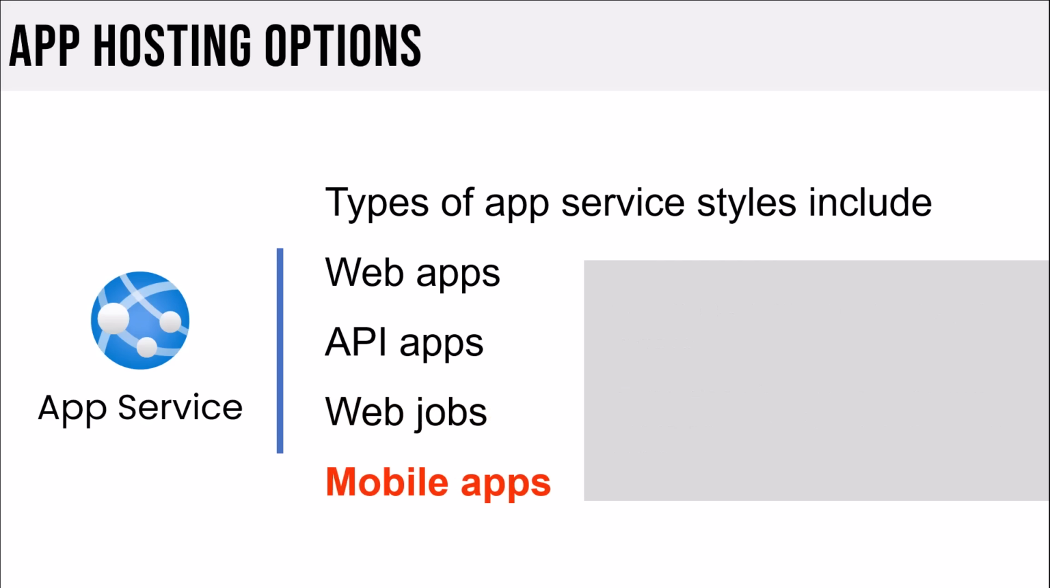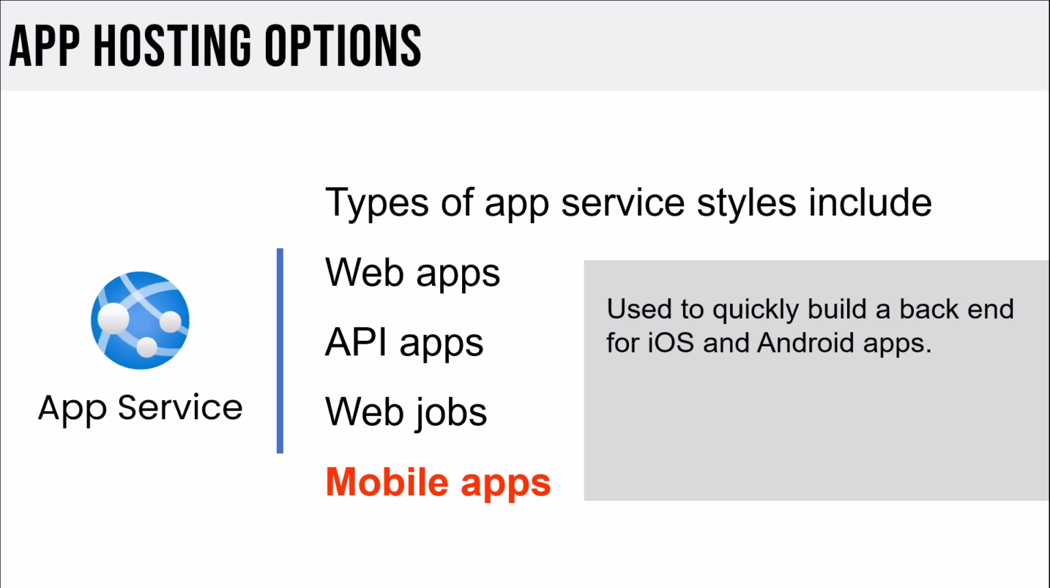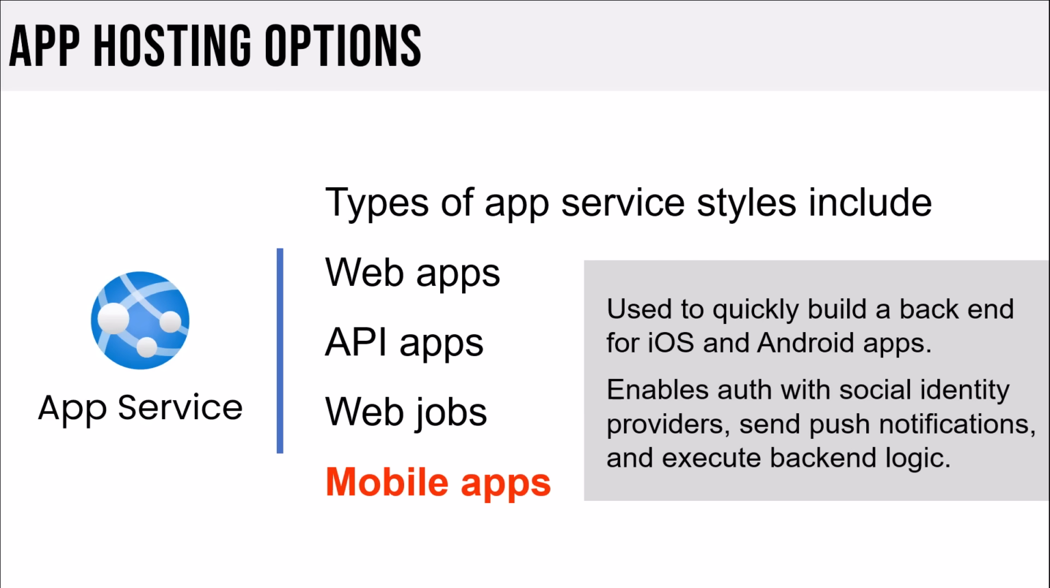And then we have mobile apps. We'd use the app service here for mobile apps to quickly build a backend for iOS and Android apps. And we can enable authentication with social identity providers, send push notifications, execute backend logic. All really common needs, as you might imagine, with mobile apps. Think of all the apps you've used on your phone where you authenticate with a social identity, whether that's Microsoft, Google, Apple, or you get push notifications from an app. All solutions that we can develop on top of Azure App Service.